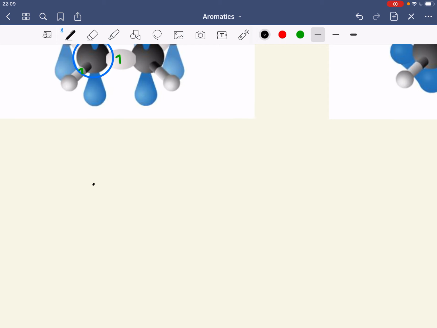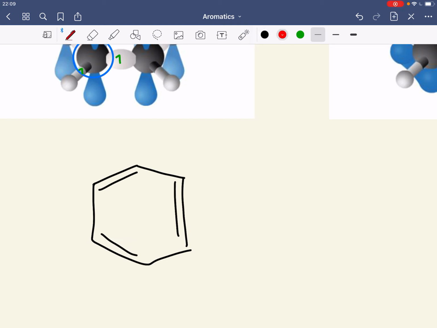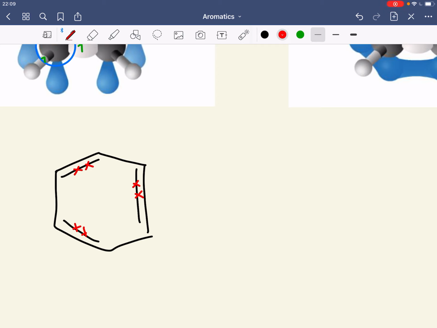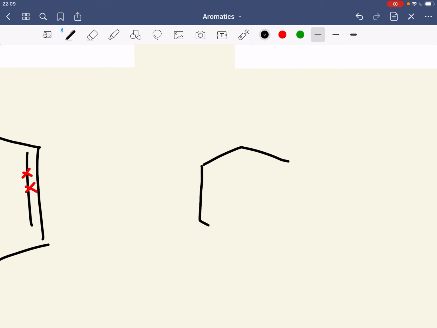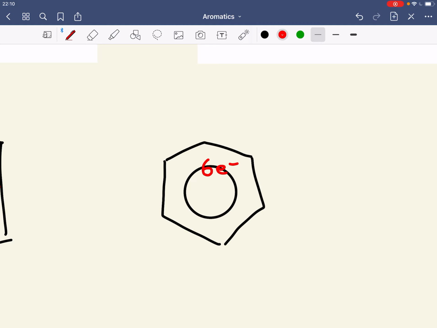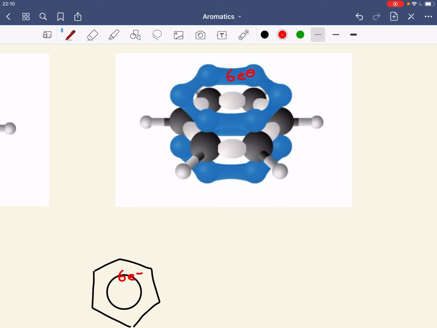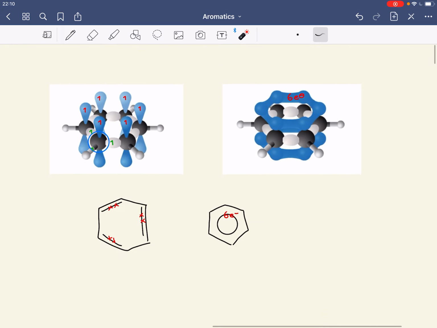Now, if we look at Kekulé's structure, these 6 electrons would be fixed in these locations. Remember that the more that charge can spread around a molecule, the more stable the molecule is. So instead of the 6 electrons being fixed in these places, these 6 electrons are now delocalized throughout the whole ring, and we show that by a circle. This circle represents the fact that we've got 6 electrons delocalized throughout the whole of this ring. In effect, that circle represents the delocalized pi network.